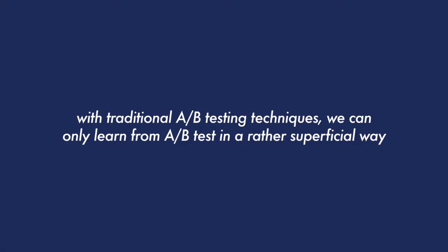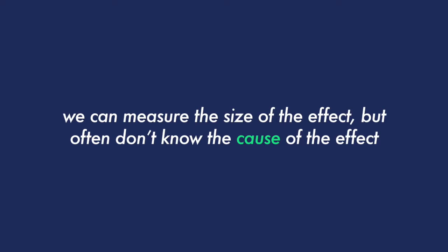The reason is, with traditional A/B testing techniques, we can only learn from A/B tests in a rather superficial way. What I mean by that is, we can always measure the size of the effect, or if the effect exists. However, for many cases, we don't really know the cause of the effect. We see something happen, but that's probably it. We don't really know what's going on.